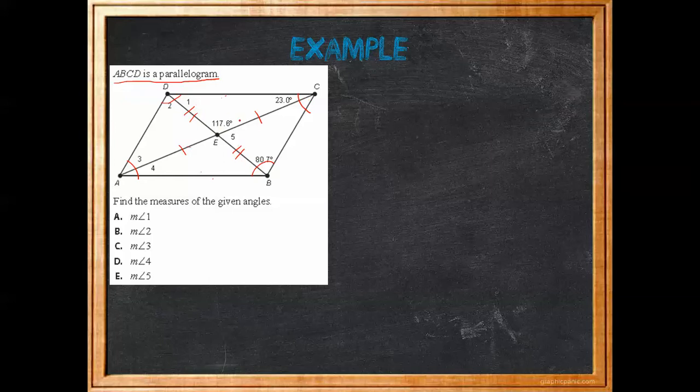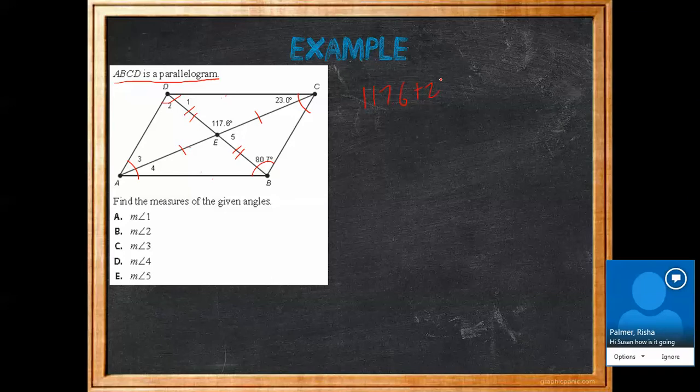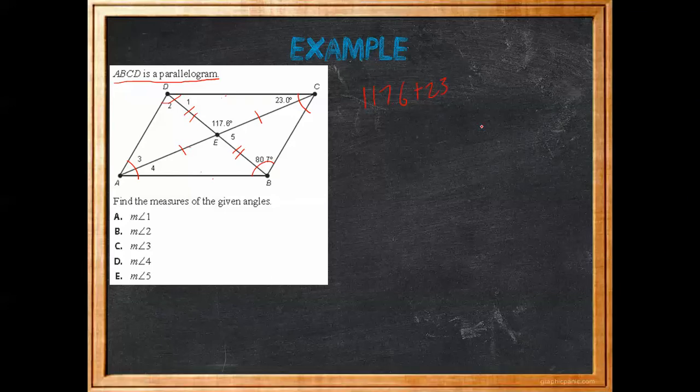So since we're given these other two angles, we want to add these two numbers up, 117.6 plus 23 is 140.6. Okay, so we're going to take 180 minus 140.6, and we're going to get 39.4. So we know the measure of angle 1 is 39.4 degrees.